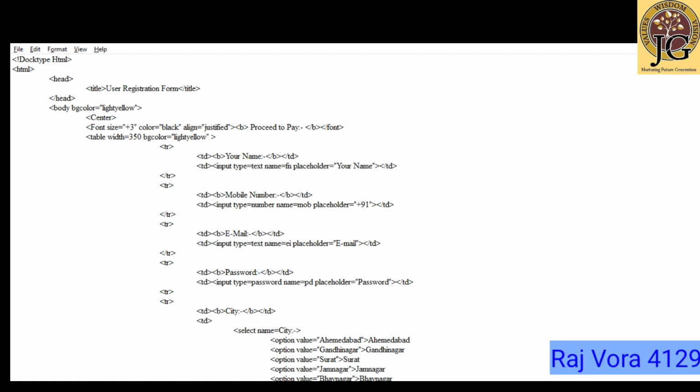Then in the second row we typed mobile number and in the second column we used an input tag with type equal to number attribute. The same way we created a text box for email also. In the fourth row we used input type equal to password to hide the entered text. In the fifth row we used the select tag for a drop down menu, and to create an option in this menu we used the option tag, then closed the select tag.